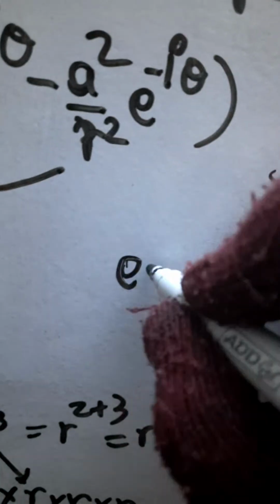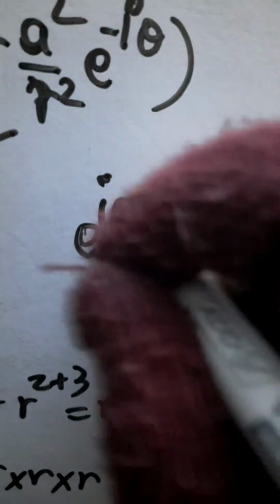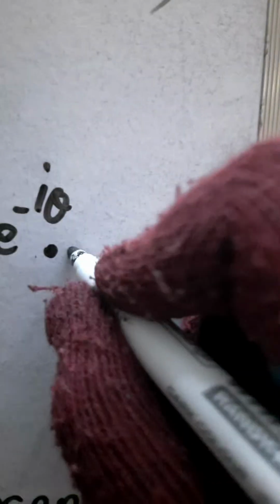Now what do we do here? So e raised to i theta into e raised to i theta. What would this be? I showed you here: multiplied, same base, different indices, so add the indices. Adding the indices, now what happens here is minus a square by r square, e raised to minus i theta into e raised to i theta into e raised to i theta.